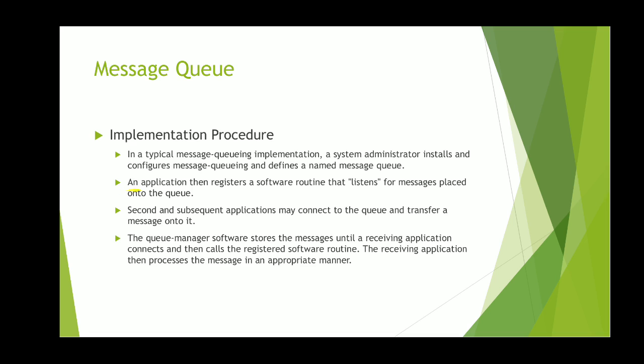And here an application then registers a software routine that listens for messages placed into the queue. And thirdly, the publisher will have to publish the message into the queue. And the publishing application may be connected to the queue and transfers a message onto it. And finally, the message queue application has to deliver the message to the subscribing applications. Here the queue manager software stores the messages until a receiving application connects and calls this registered software routine. The receiving application then processes the message in an appropriate manner.